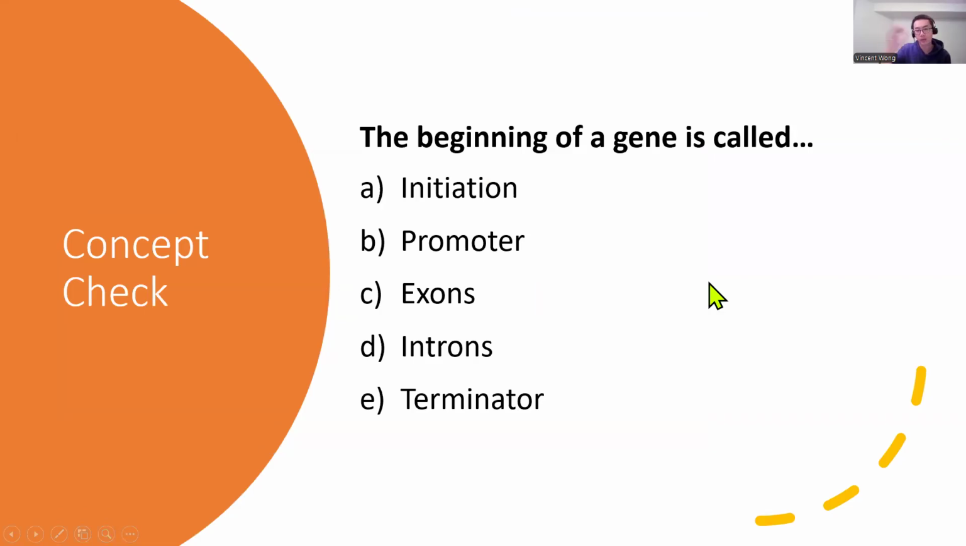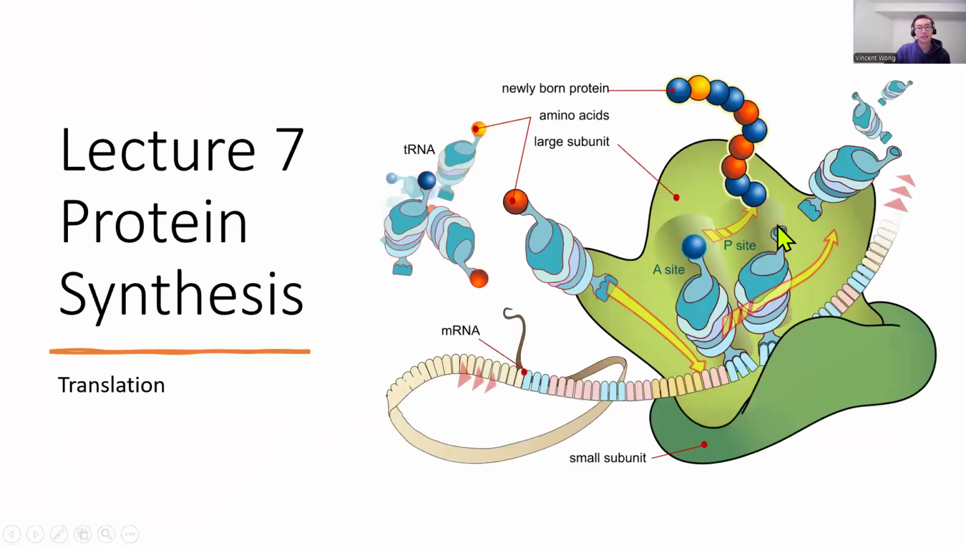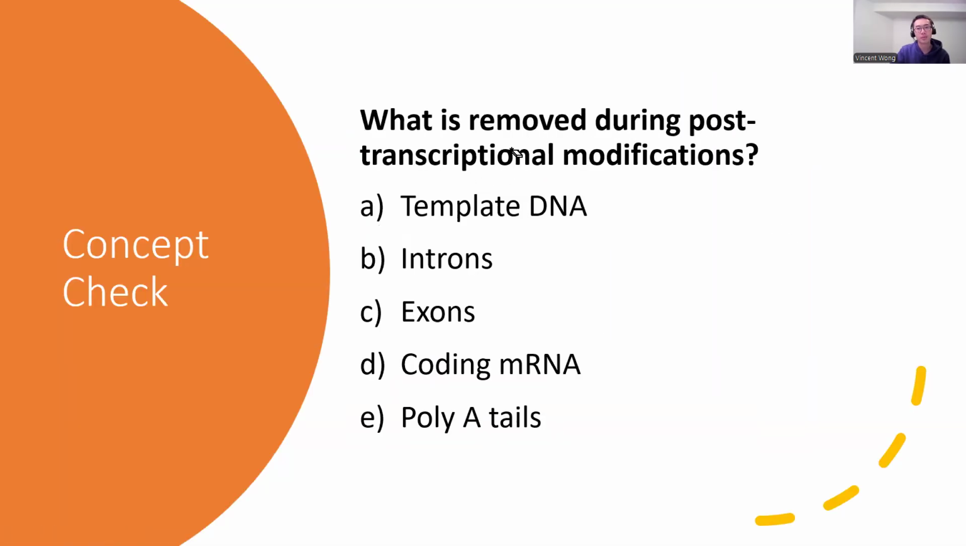I'm just going to give you the answers. You can go through it yourself. Okay. Beginning of a gene, promoter. What do we add on the 3' end? Is the poly A tail. The A is the adenine. And what is removed? We are removing the introns.